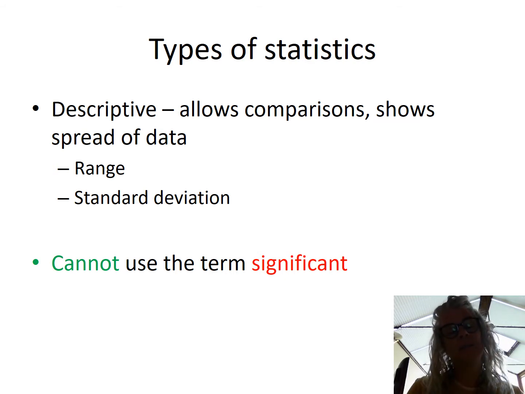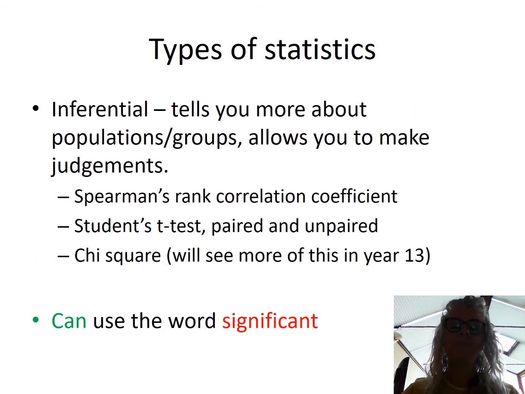So standard deviation is a statistical test, but you can't assign significance to it. You can just show values. And the same with range. Range is not all that useful. Right, so we're going to have a look at standard deviation today and range, and then we're going to move on to the inferential tests.